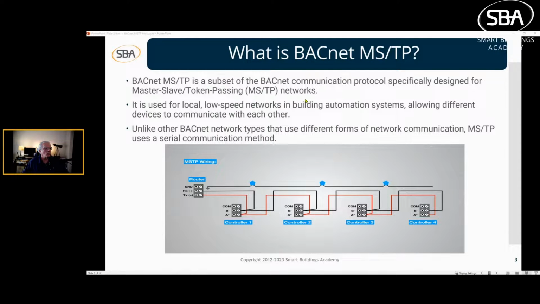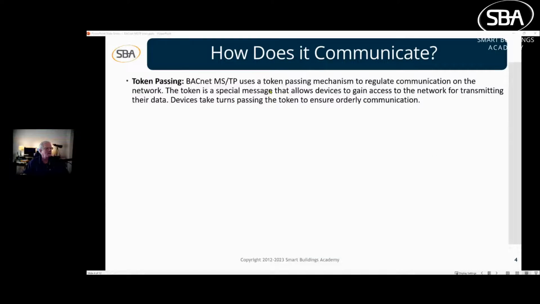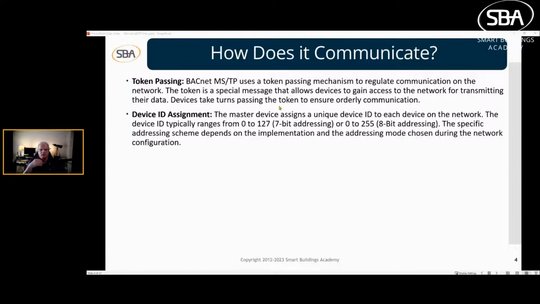So we've looked at what is BACnet MSTP. So how does it communicate? BACnet MSTP means master-slave token passing. Token passing uses a mechanism to regulate communication on the network. The token is a special message that allows devices to gain access to the network for transmitting their data. Devices take turns passing the token to ensure orderly communication.